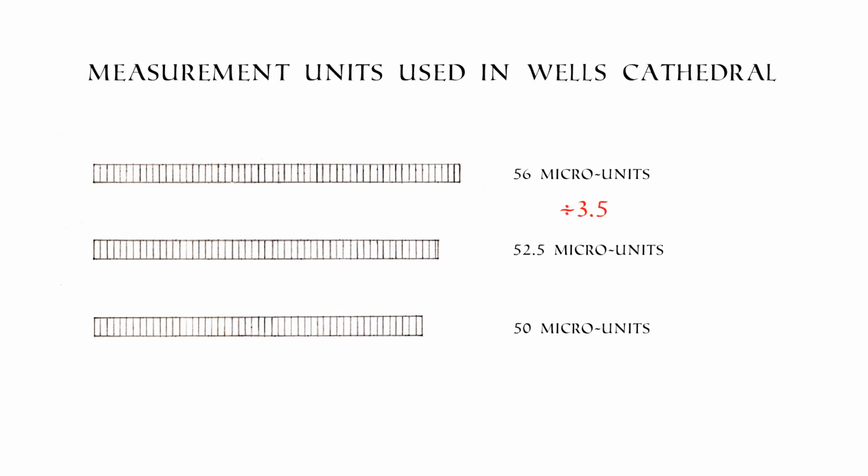Now we'll look at the musical ratio side of this. So if we take the numbers 56 and 52 and a half, and divide both of them by 3 and a half, then 56 reduces down into 16, whereas 52 and a half reduces down into 15. And so we have 16 to 15, and that's actually the relationship of these two units. If this one is 16 units long, this one is 15 units long.